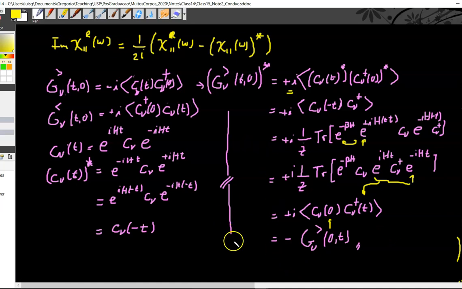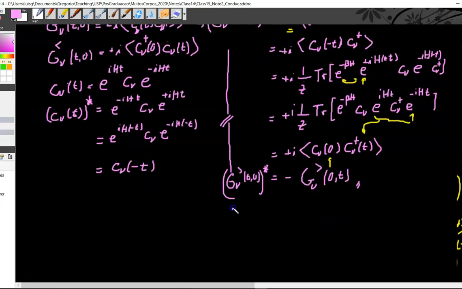Okay, so that's all that I get when I do G greater t0 complex conjugate. And the same for G lesser t0 complex conjugate, which is just minus G_νμ lesser 0t. Okay, that's the result that I want you to fix.